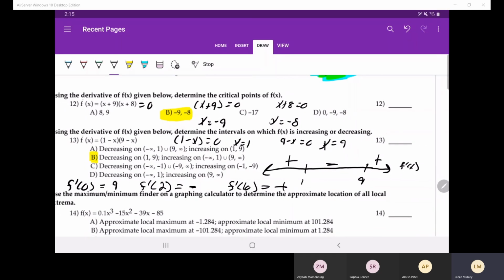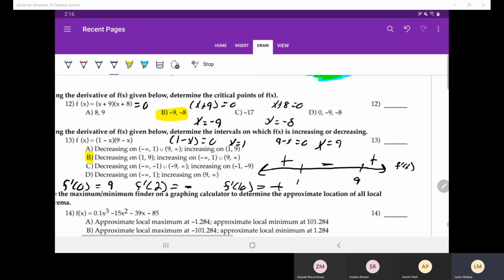So what I started out doing, we have the derivative, so I set it equal to 0 and found our critical points. Then I plotted the critical points on a number line. All you care about now when you're finding increasing and decreasing is if the answer is positive or negative when you plug in your critical points. If you plug in your critical points, you're going to get 0. So you've got to plug in something slightly to the left.